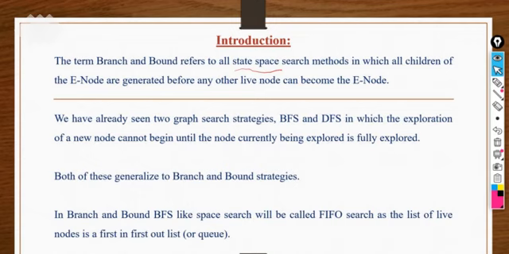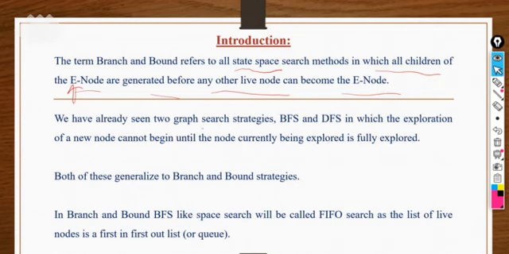It also uses the state space tree, like the backtracking method, in order to represent the solution of the problem. In it, all the children of the E node, where E is the expanded node, are generated before any other live node can become the E node. Live node, E node and child node are some terminologies we will discuss.